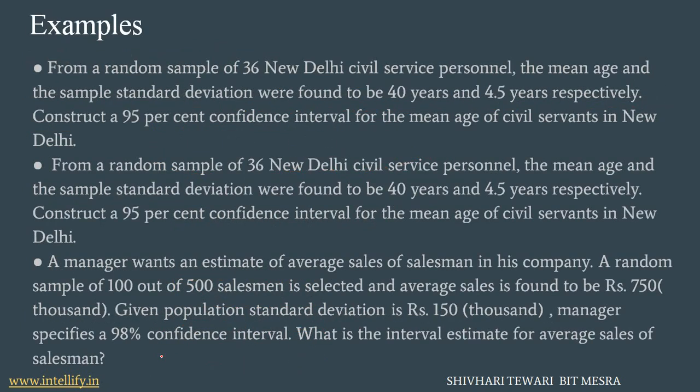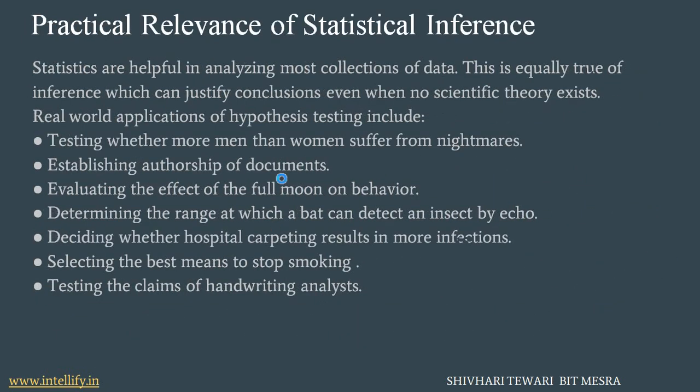There are some examples of standard errors. From a random sample of 36 New Delhi civil services personnel, the mean age and the sample standard deviation were found to be 40 years and 4.5 years respectively. Construct a 95% confidence interval for the mean age of civil servants in New Delhi. Then how can we construct the 95% confidence interval?